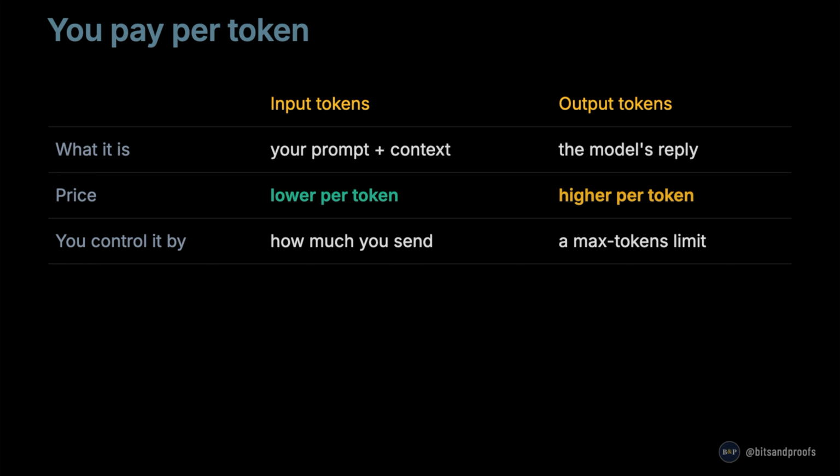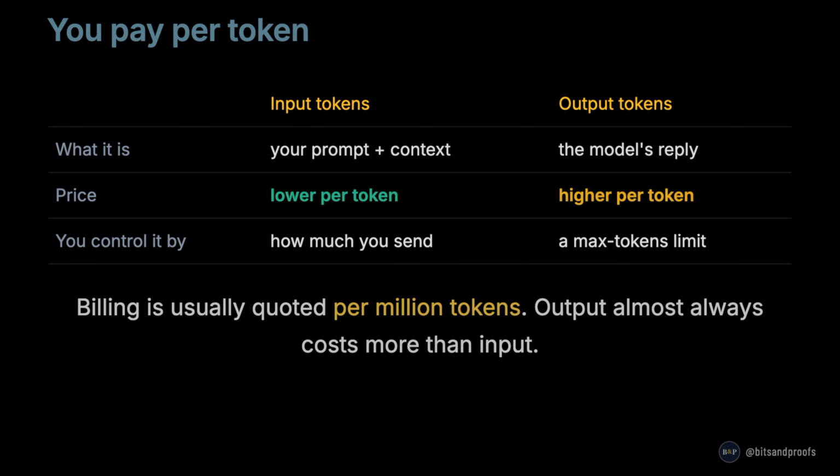The second reason tokens matter is cost. You pay per token, and there are 2 kinds. Input tokens are your prompt and context. Output tokens are the model's reply. Input is cheaper per token, output is more expensive, and you control input by how much you send and output with a max tokens limit. Pricing is usually quoted per million tokens, and output almost always costs more than input. So a chatty model that writes long answers can cost far more than the prompt you sent it.